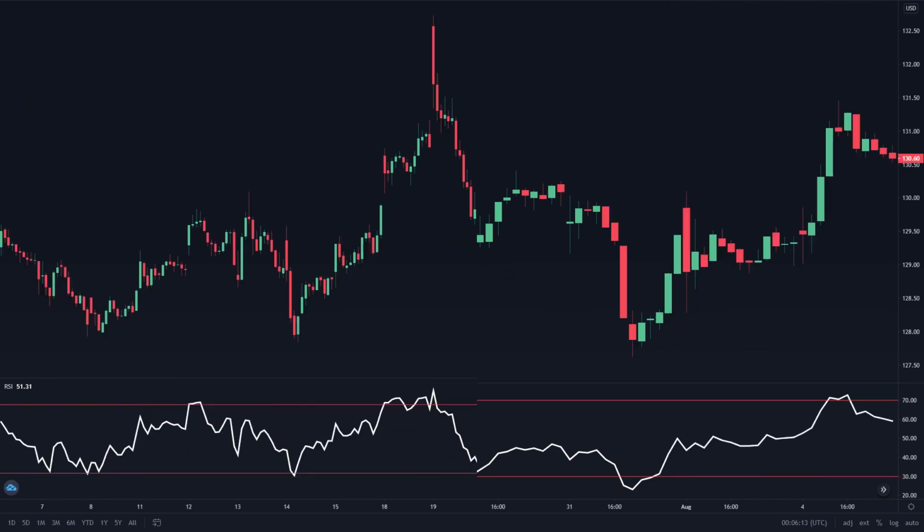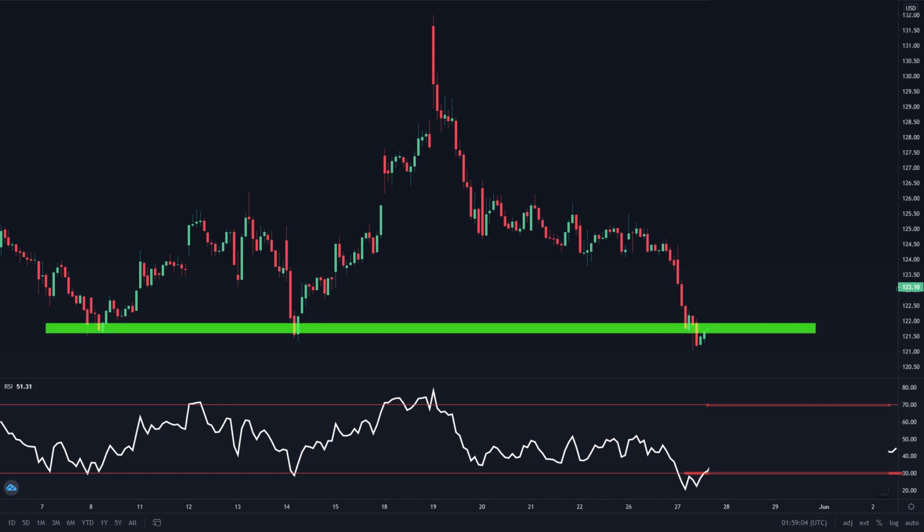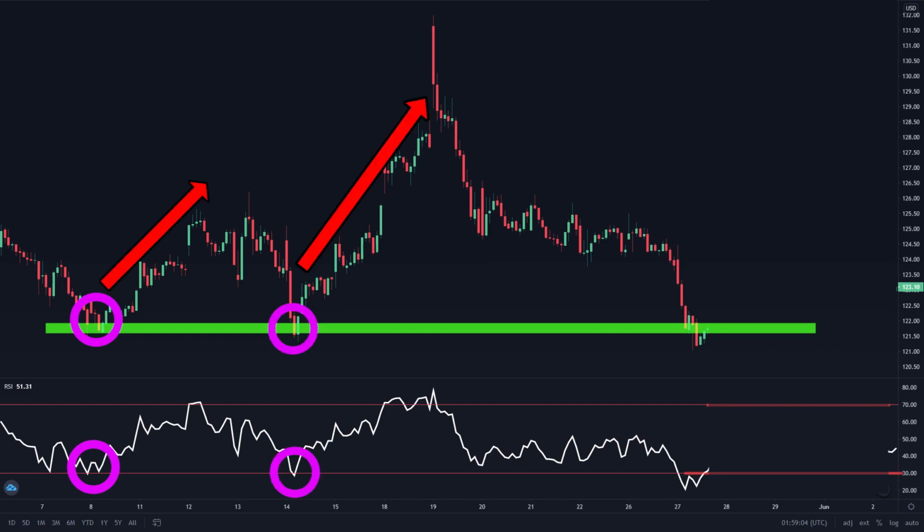So here's another example. In this chart, you can see a clear support line. Now, as the price hits the support line and the RSI is at the oversold level, the price reverses back up every time. We can actually see this happening 2 times already. The price hits and reverses, hits and reverses.